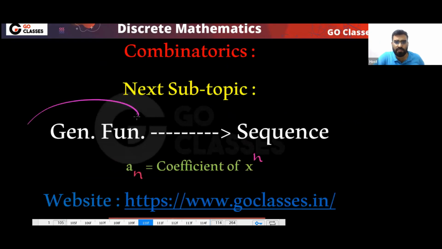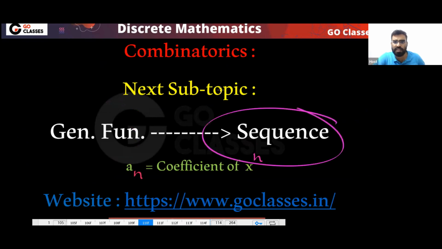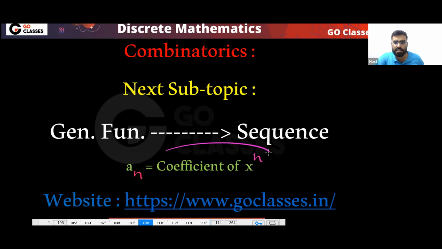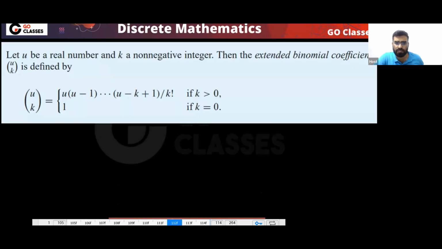Now what we will see is, from a generating function, how to find a sequence. If I give you a generating function, then what is an? An is basically the coefficient of x power n. Just remember this. Now let's move on.